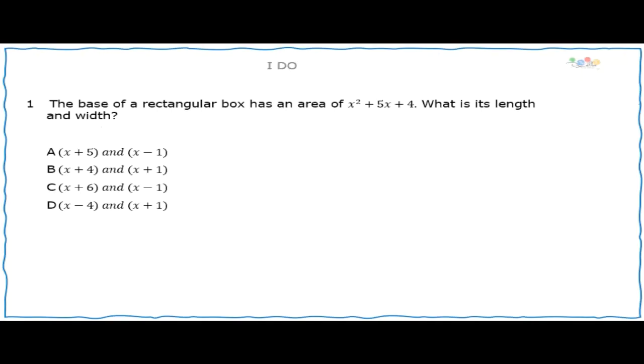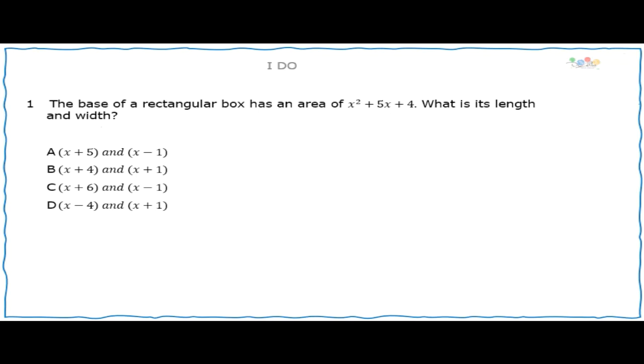Hello students. So let's read the next problem. The question says, the base of a rectangular box has an area of x squared plus 5x plus 4. What is its length and width?